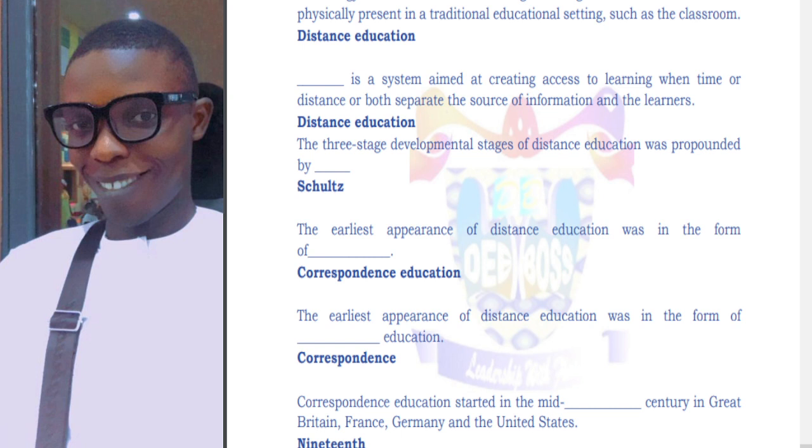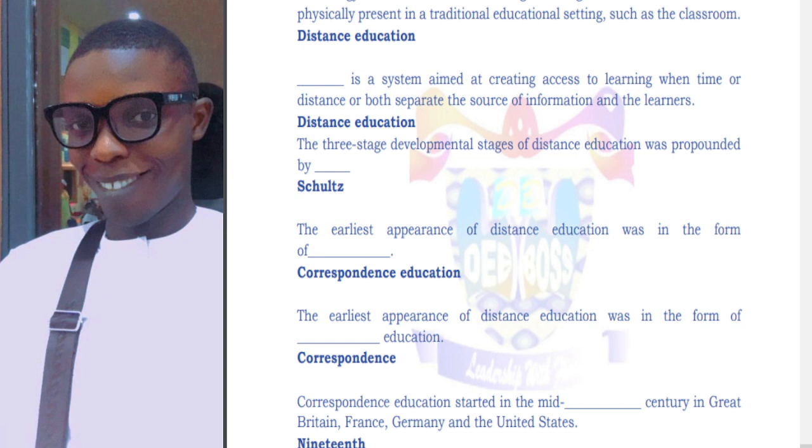Okay. So the earliest appearance of distance education was in the form of correspondence education. So correspondence education was the first, the number one stage. So what was this correspondence education? Correspondence education was when they relied solely or heavily on the use of mail to pass learning instruction to the students. So that was how we started.